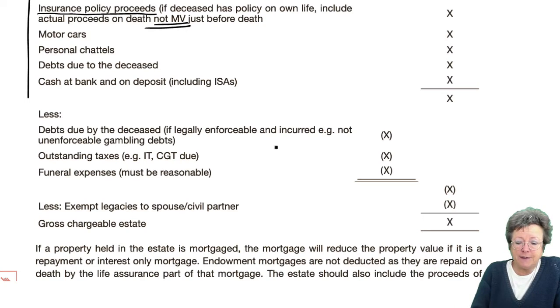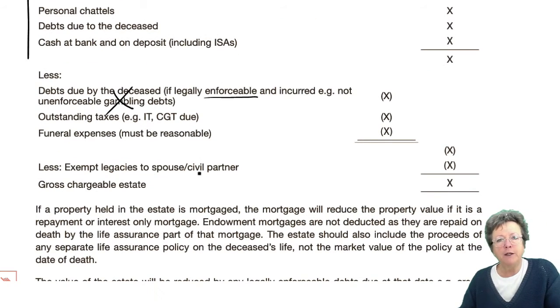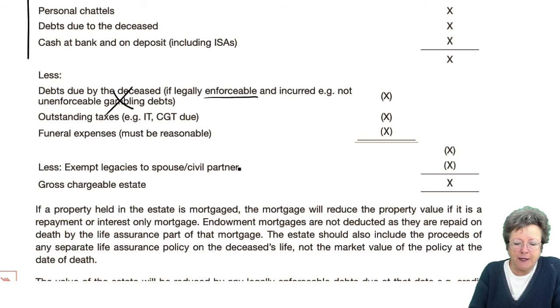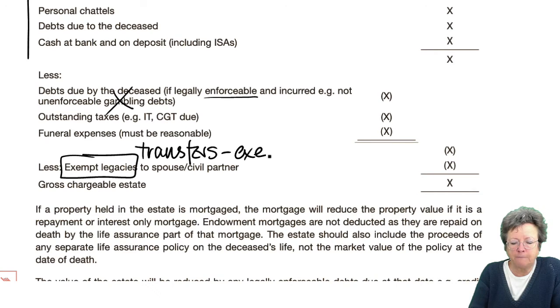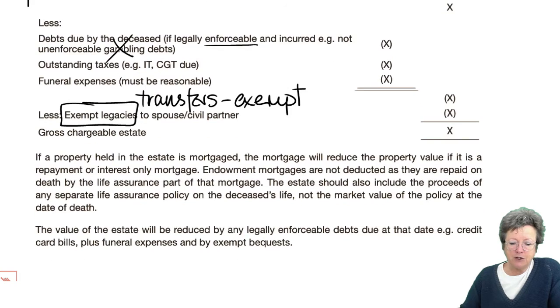Debts due by the deceased, they've got to be legally enforceable, so not gambling debts. Any outstanding tax and funeral expenses, they've got to be reasonable. Most people have reasonable funerals, but I think you get the idea. Then we take off there any exempt legacies or transfers. Even at death, these transfers are exempt and need to be removed from the estate before we work out the chargeable estate. Mentioned about mortgages.